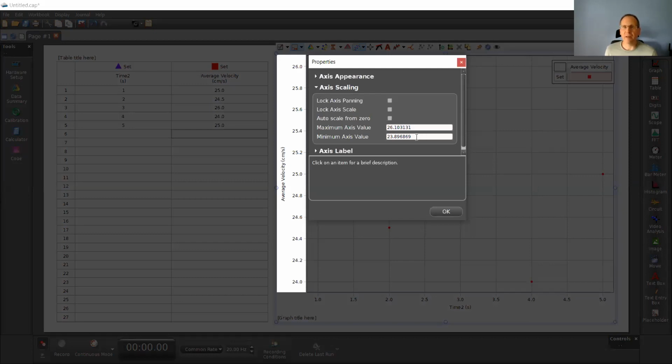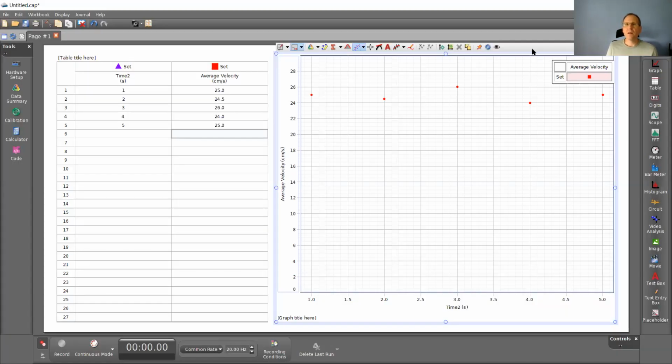Let's make the minimum value just 0. And then since my highest data point was like 26, let's go to 30 or something. That should be good. So maximum would be 30. Okay. All right, great. So now it looks like it's pretty much constant, pretty much horizontal.